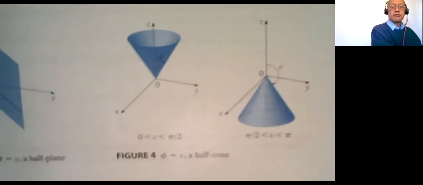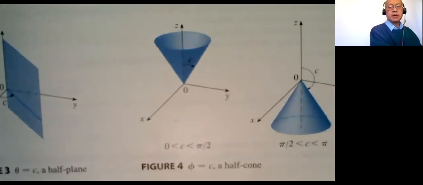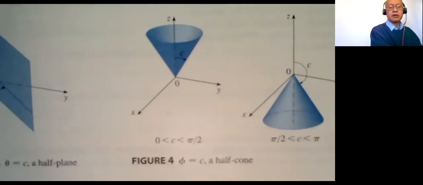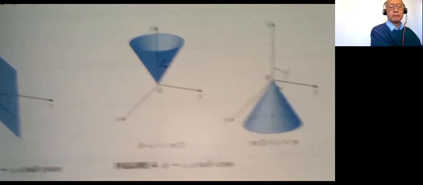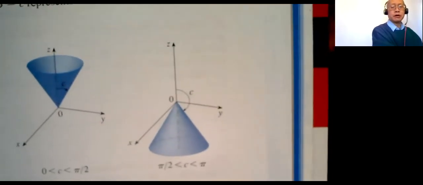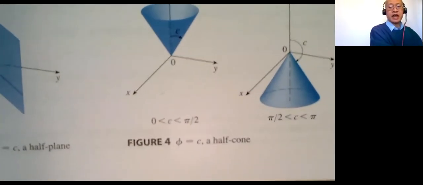What's interesting is, for figure 4, if phi equals a constant between 0 and 90 degrees, pi over 2, you have a half cone. Technically, that's a half cone. A full cone as well has the bottom part. So if you include the top and bottom part, that's considered a cone technically in some circles. Okay, so it's a half cone.